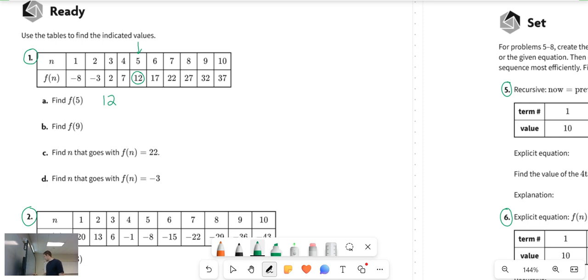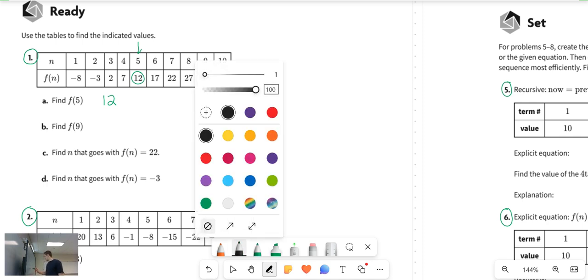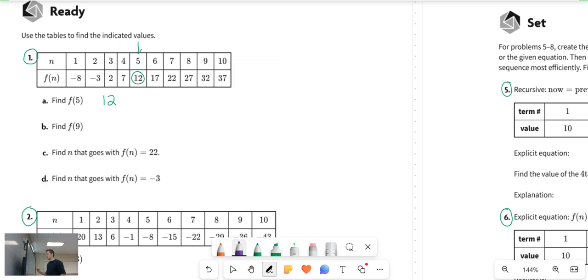All right, let's switch up the colors a little bit, just for the next one. All right, f of 9. So for number 9, we're going to go over here. We're going to say, what is the output? Well, the output is 32. So f of 9 goes to 32.